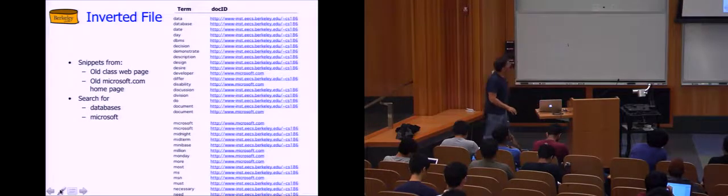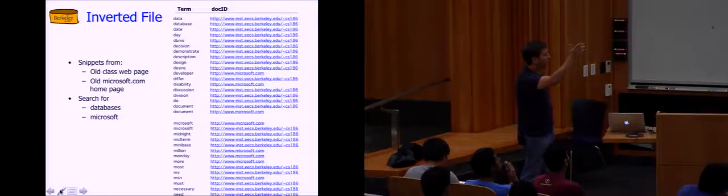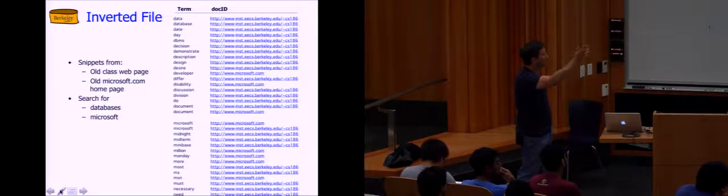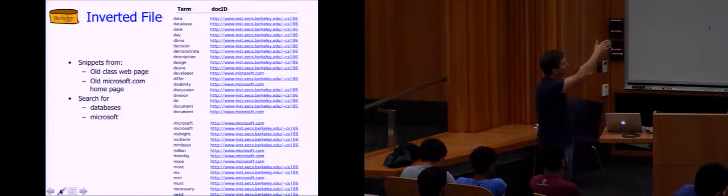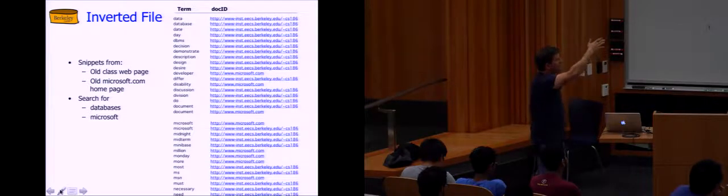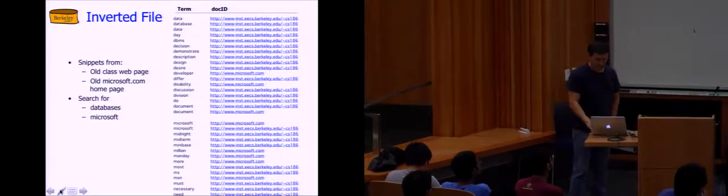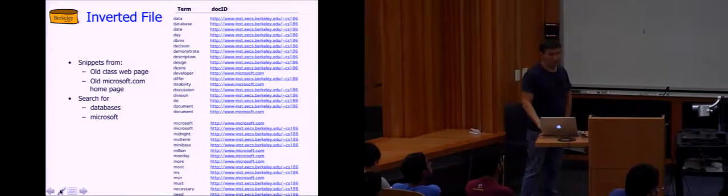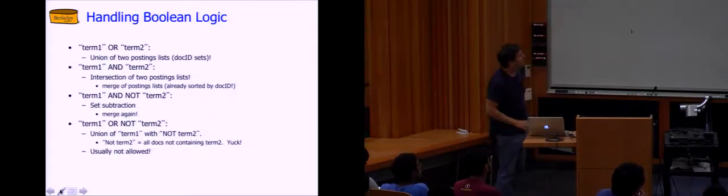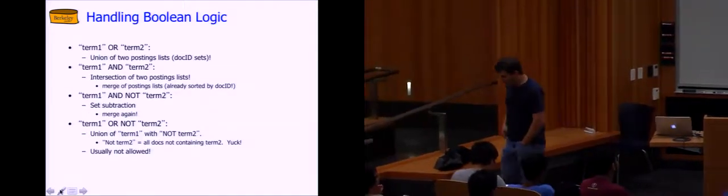It's not really worth showing this, but here's an example of an inverted file taking text off of an old class web page, an old Microsoft.com homepage. You can look up databases, which you would stem to database, and you would find something. You can look up Microsoft, et cetera. So this is totally straightforward. How do you handle Boolean logic? Well, it's also pretty straightforward.